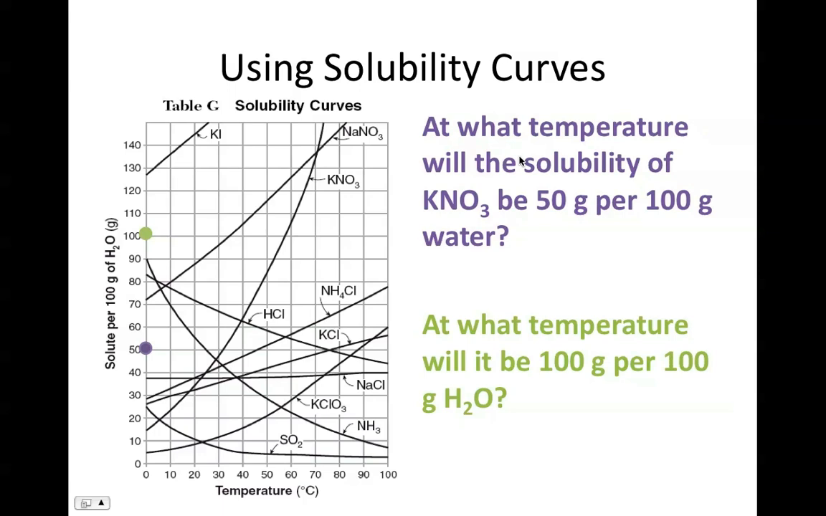At what temperature will the solubility of potassium nitrate be 50 grams per 100 grams of water? So I want to know, if I have 50 grams, what temperature must potassium nitrate be at? So I'm going to go over to the line, and then I'm going to go down, and that gives me the temperature of 30 degrees, or about 32. All right, at what temperature will it be 100 grams per 100 grams of water? So if I go up to 100 grams and I go over to potassium nitrate and then down, I can see it's about 57 degrees Celsius. So that's one type of question you should be able to answer.